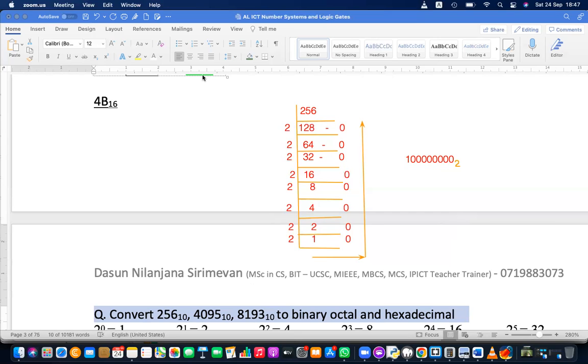Okay, so then the next one. How do we convert this 256? Let's use 256. You need to convert it to octal, right?